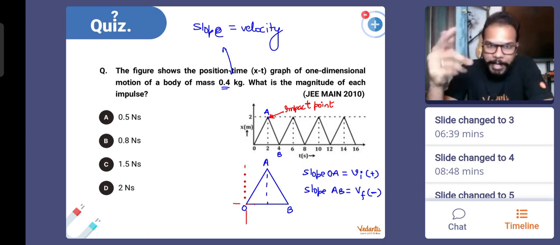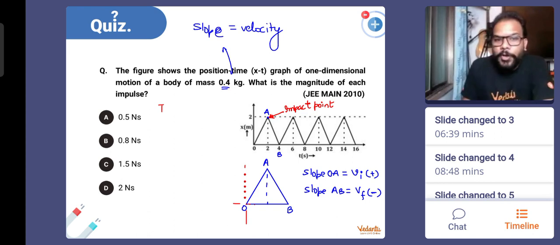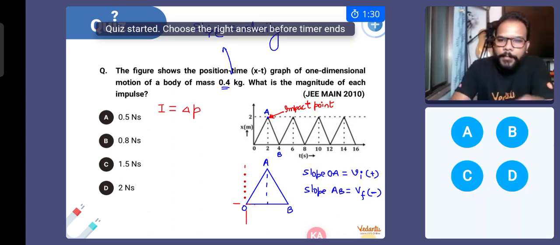Can we calculate the slope value? That is what you have to find out. V initial and V final you will have to find out. So you want to find out the impulse, which is going to be change in momentum. Now I'm going to give you guys 90 seconds and the time starts in 3, 2, and 1. Only magnitude of impulse is being asked.